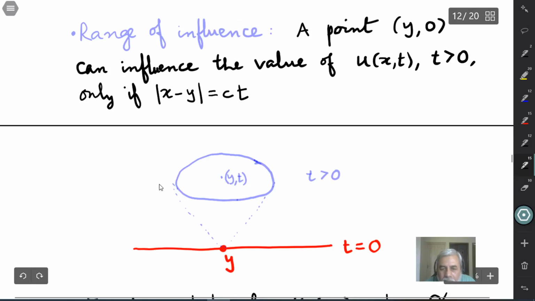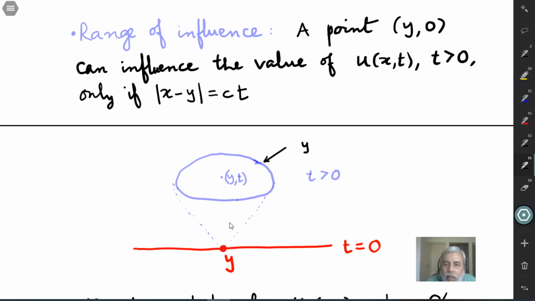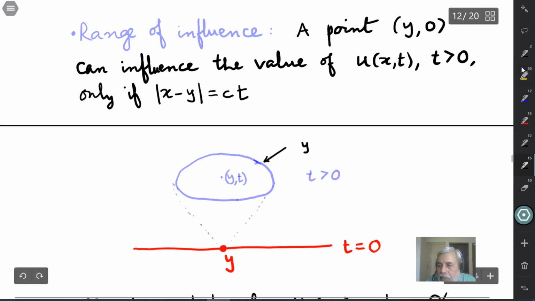So this is the space and this is the sphere. You can just simply write this sphere. But there is a t also, so it is not just the sphere; the center is fine, but there is a t. So t positive. Okay, so that's the range of influence.